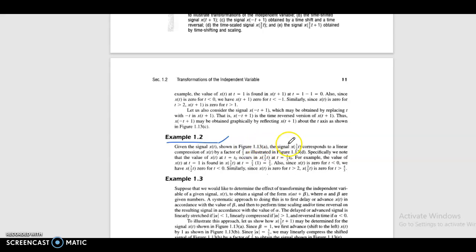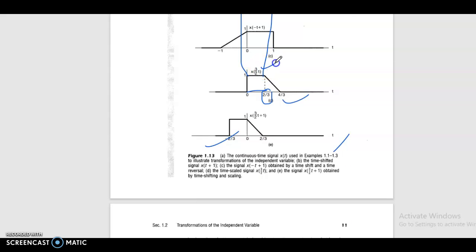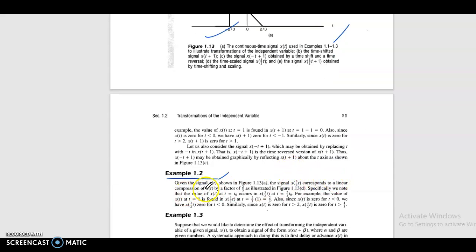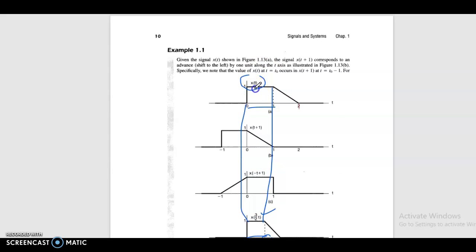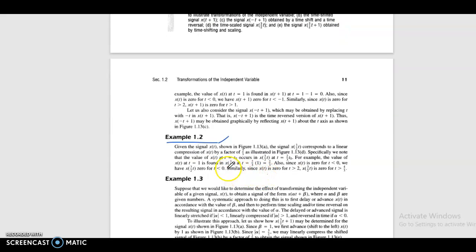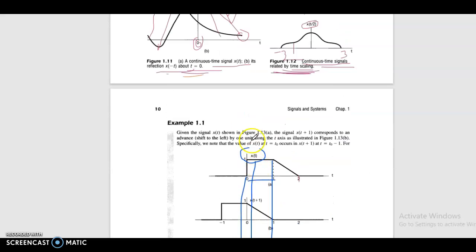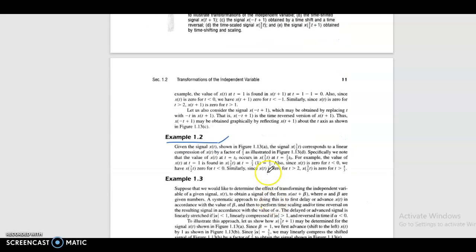Here, the signal x of 3/2 t corresponds to a linear compression of x of t, linear compression by a factor of 2/3, as illustrated in figure 1.13d.